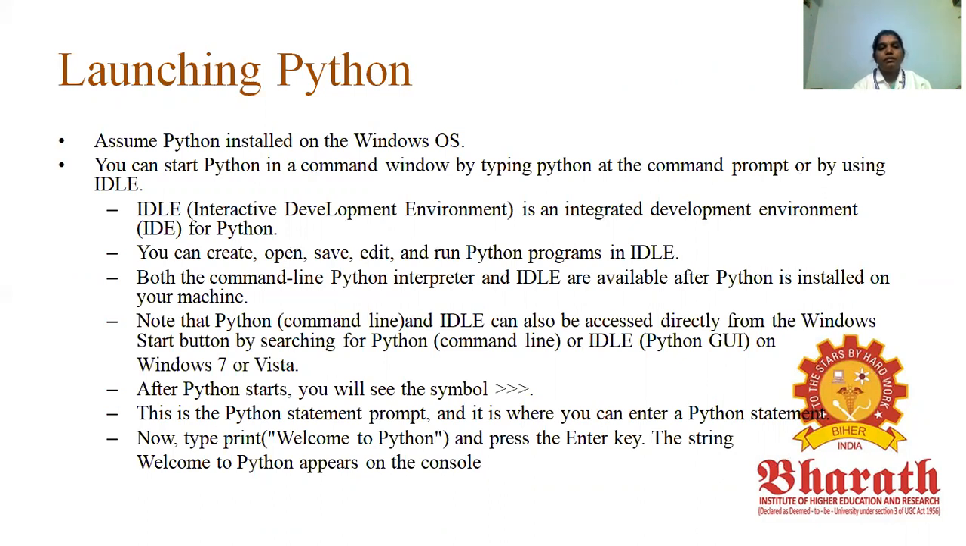Note that the Python command line can be accessed directly from the Windows start button by typing Python. When you type Python, the Python executable opens, and you will see the triple greater than symbol. That is the Python shell prompt. It acts as a simple calculator, so you can type numbers and calculate values.